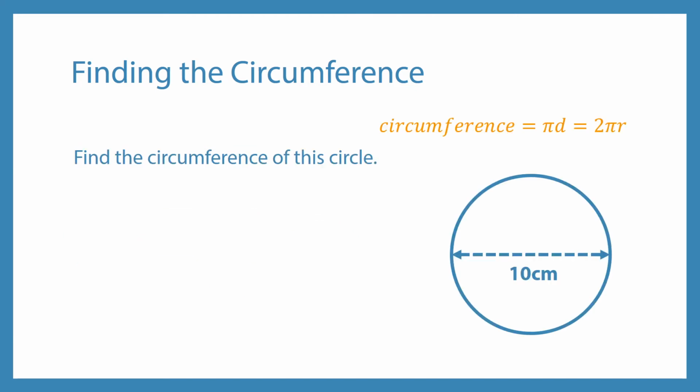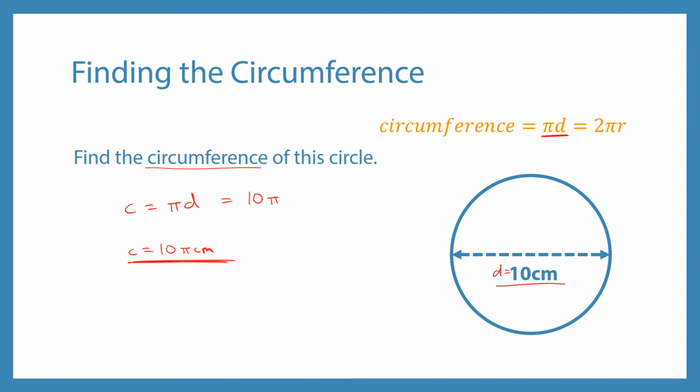So we're going to find what the circumference of this circle is, and we're given the diameter. So d equals 10. And we're going to use circumference equals pi d. So c equals pi d. So we get 10 pi. So we could write this answer, c equals 10 pi centimeters, and that would be correct.